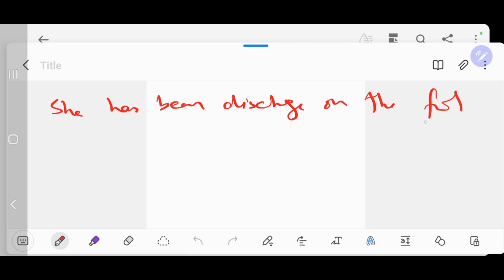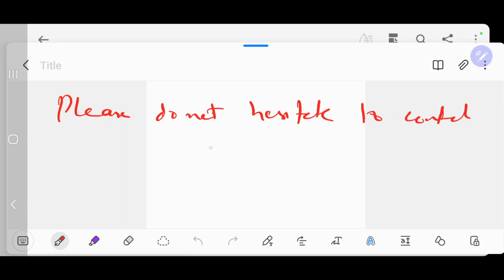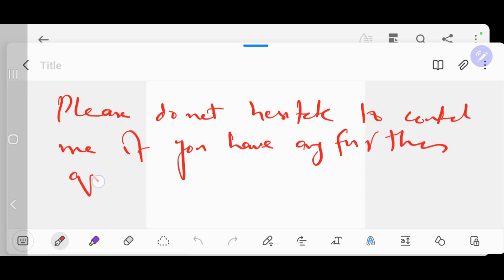She has been discharged on the following medication, such as risperidone and so on. And in the last you can write down, please do not hesitate to contact me if you have any further queries, right? And then you can write down yours sincerely at the end if you have the name given.